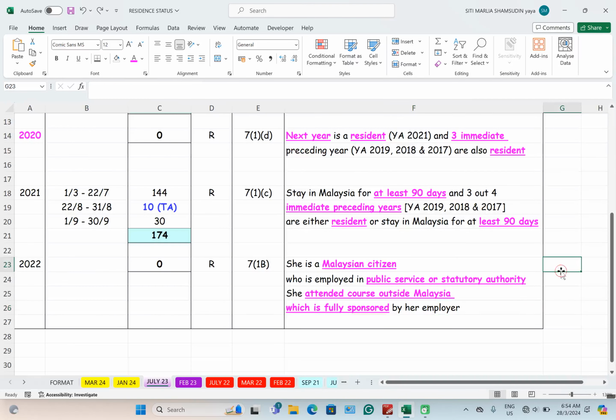So hopefully, guys, you can understand how to apply Section 7, subsection 1B. But remember, Section 7, subsection 1B only applicable to government servant. Private sector, no. Okay, this is the special of becoming government servant. Alright. So I guess that's all for question July 2023. Okay, make sure that you guys try this question.